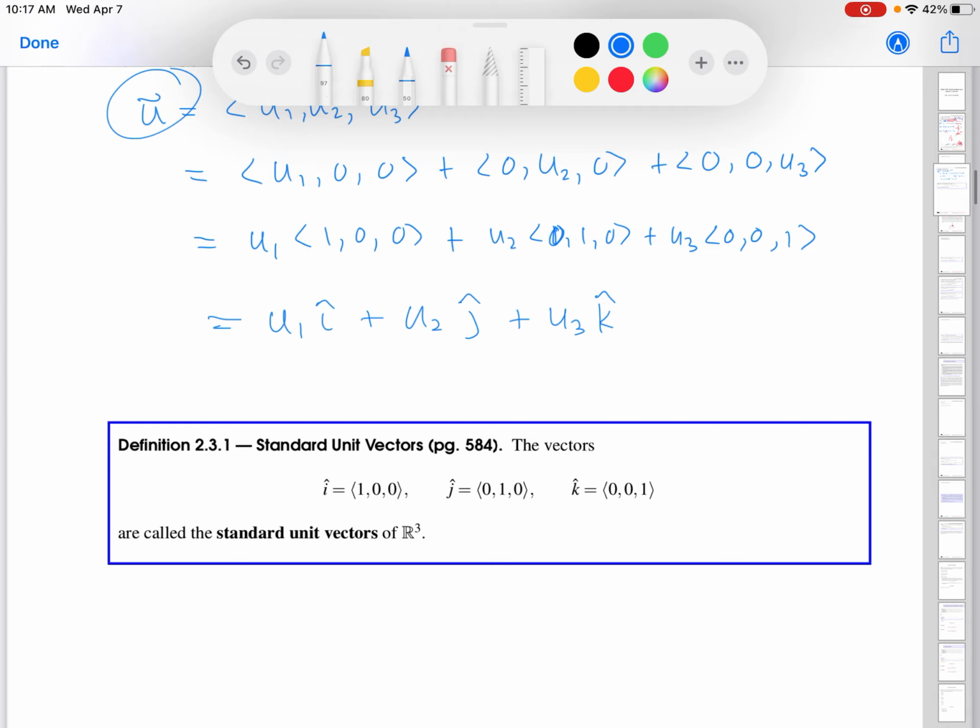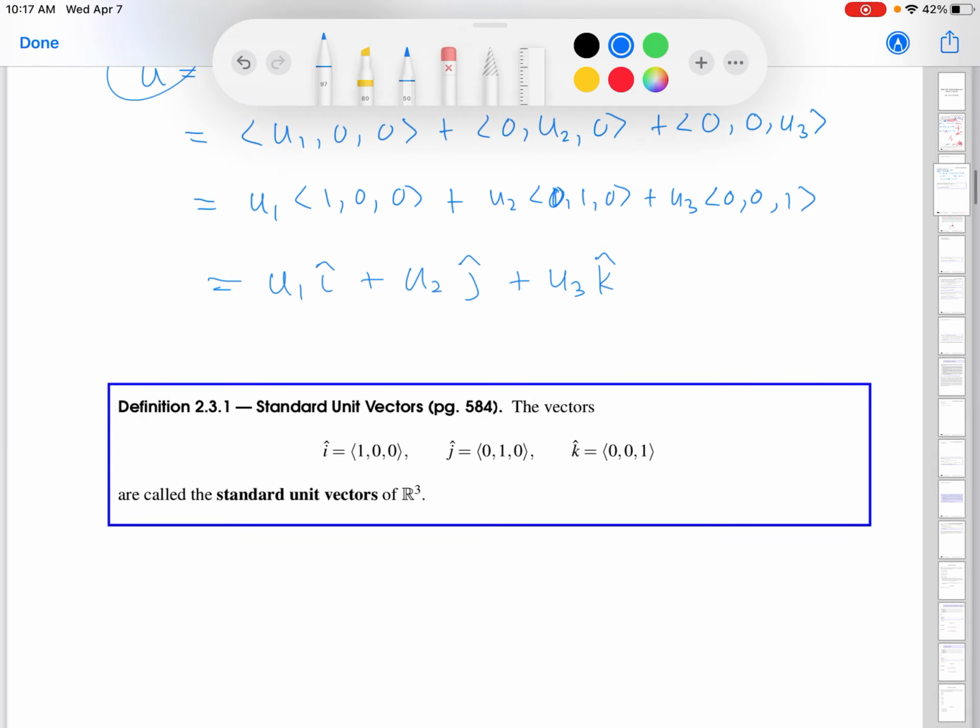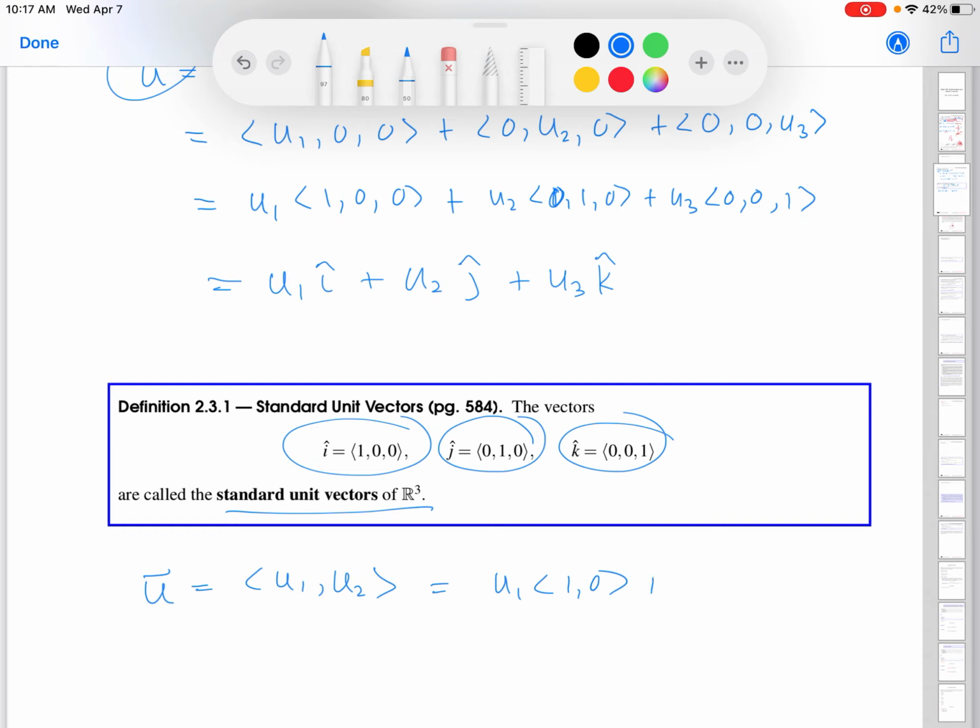And so that leads us to our definition, just to formalize that. So the vectors (1, 0, 0), (0, 1, 0), (0, 0, 1) are the standard unit vectors of R3. We could have played a similar game with a vector in R2, and I'll just write this out very quickly. We could decompose this as follows, and this would then be u1 i hat plus u2 j hat. Okay, so a similar decomposition to what we just did with a vector in R3.